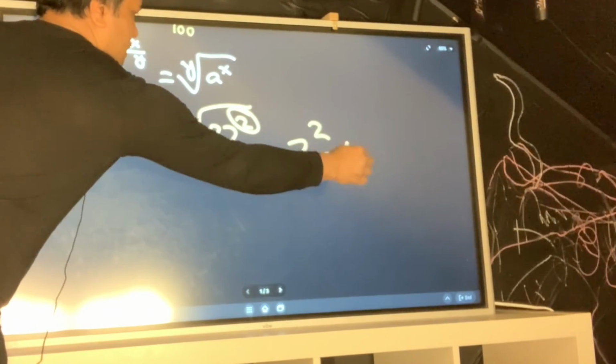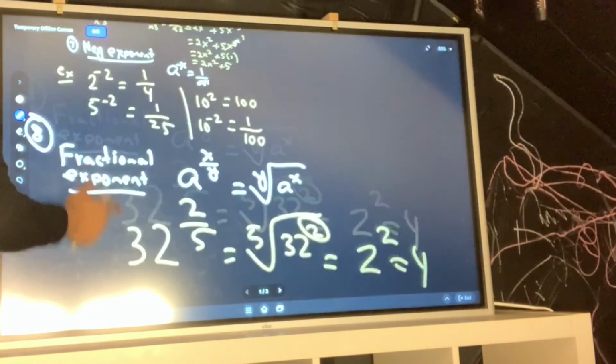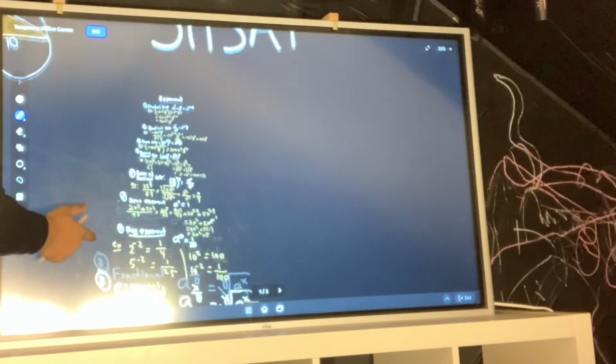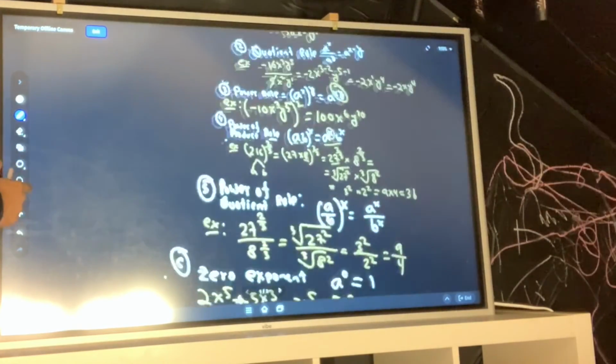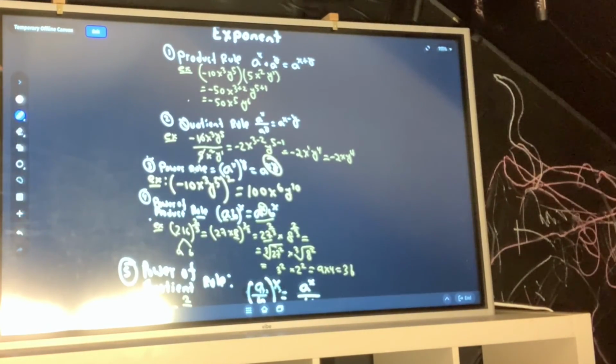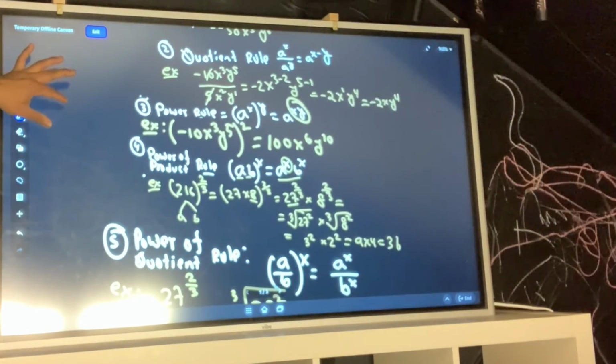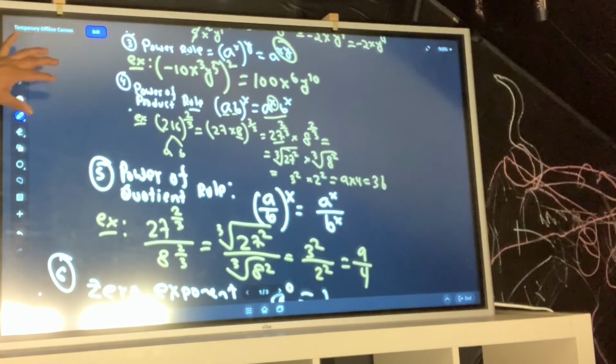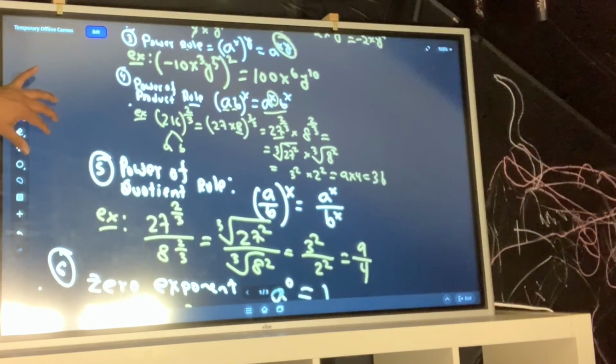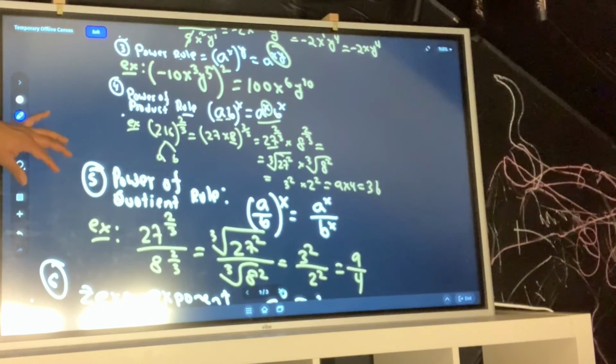And don't forget to square this number, so it's 4. So let's go over everything at the same time. First we talked about the product rule. The product rule is a^x times a^y, which is a^(x+y). Then we talked about the quotient rule, a^x over a^y, which is a^(x-y). And then we talked about the power rule, (a^x)^y equal to a^(xy).